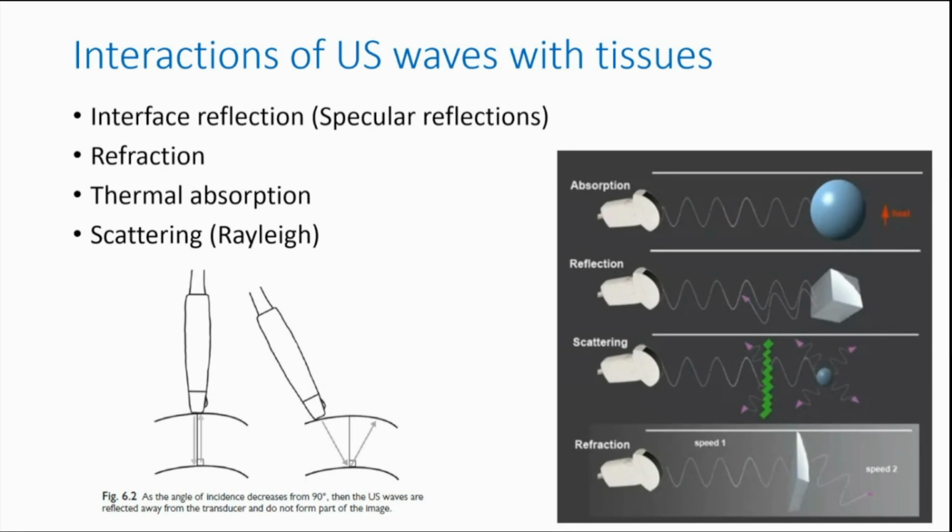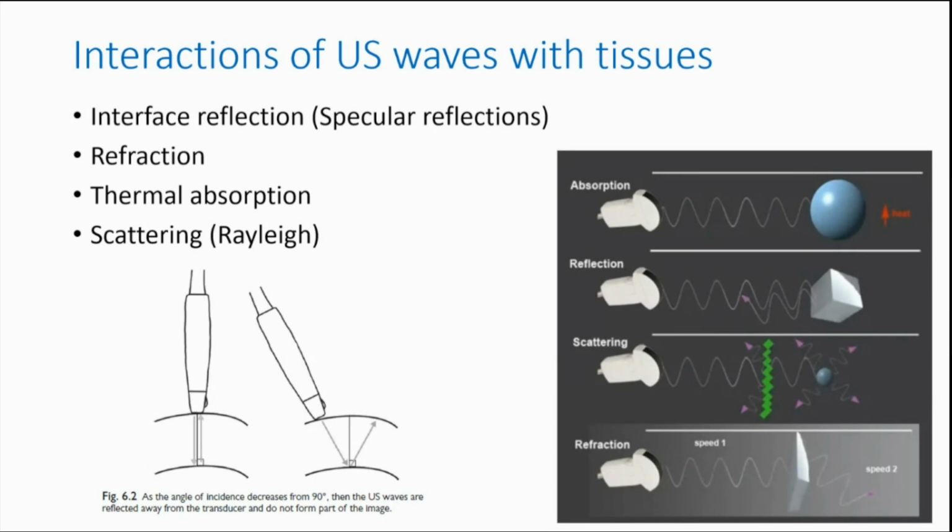At the same time, some of the ultrasound waves as they travel through the tissue may be absorbed as heat. So this is called thermal absorption. Those high frequency waves, as they travel through the tissues, will be absorbed more compared to the lower frequency ones. So that is why we often adopt the lower frequency transducer probe for better penetration or gradual visualization of the deeper structures.